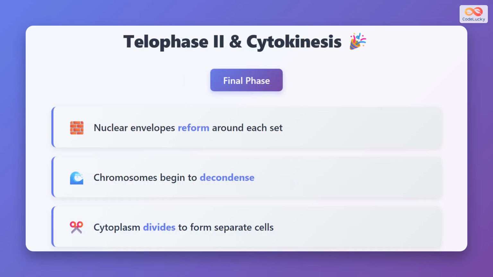Telophase II is the final phase of Meiosis II. Nuclear envelopes reform around each set of chromosomes at opposite ends of the cell. The chromosomes begin to decondense, becoming less tightly packed. Simultaneously, cytokinesis occurs, which is the division of the cytoplasm. This creates separate cells, completing the division process.